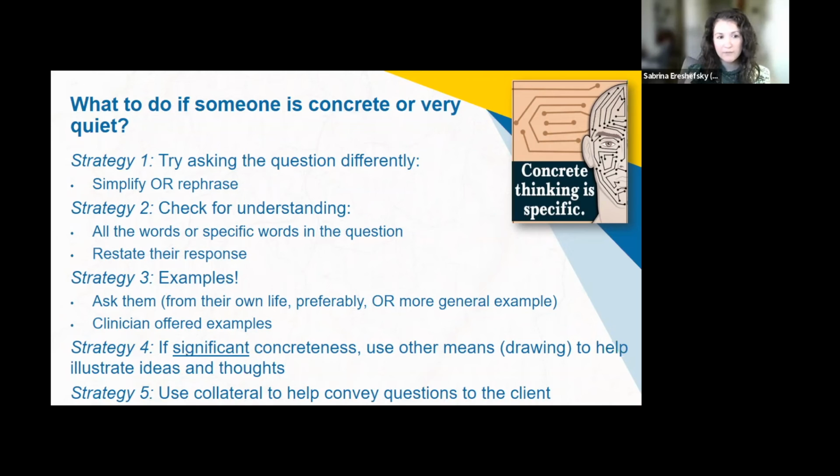If appropriate, if someone's really concrete, you can use other means to help illustrate ideas and thoughts, in writing or in drawing. So use multiple modalities to help support their understanding. Sometimes it's really necessary to heavily rely on collateral to help convey questions to the client, and that's okay. You do what you have to do to gather as much information as possible, given the constraints of the situation. So it's okay. Learning some of these different strategies can be helpful.